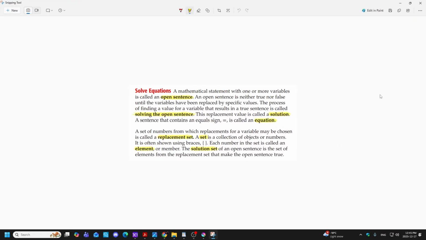Solve equations. A mathematical statement with one or more variables is called an open sentence. An open sentence is neither true nor false until the variables have been replaced by specific values. The process of finding a value for a variable that results in a true sentence is called solving the open sentence. This replacement value is called a solution. A sentence that contains an equal sign is called an equation.